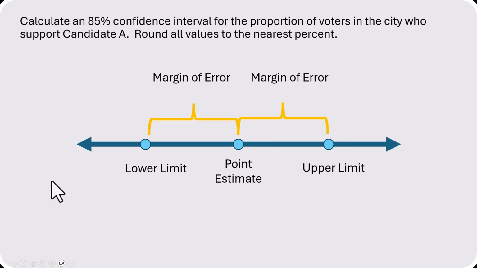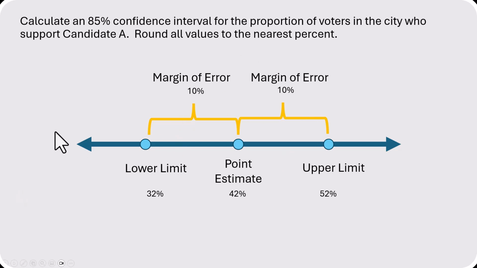So remember that RGuroo told us that the lower limit was about 32% and the upper limit was about 52%. The point estimate is halfway between, which is about 42%, and as you can see, the margin of error in both cases, of course, is 10%. Remember, the margin of error has to be the same in both cases.